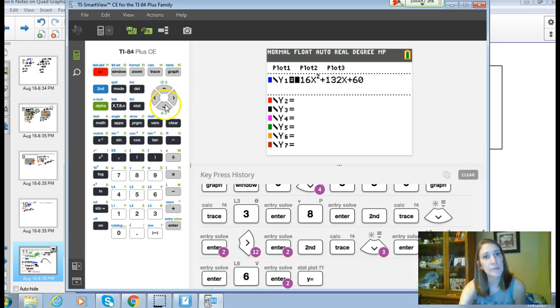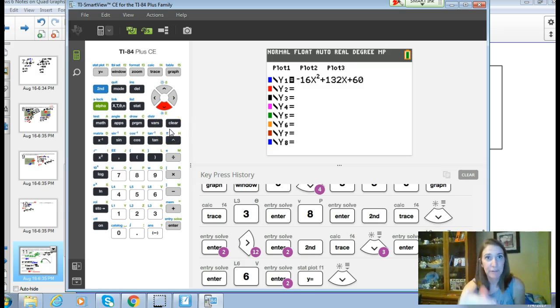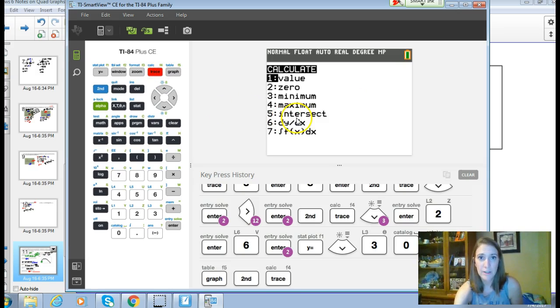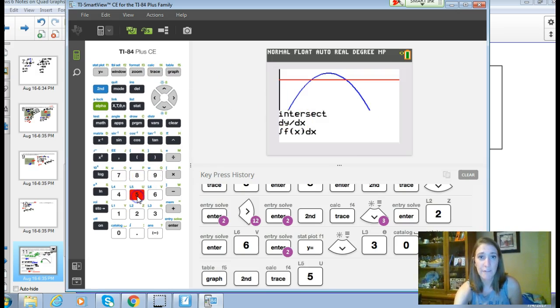What if we went to y2 and we typed in a separate function of just y equals 300, and it's going to graph a horizontal line through 300 feet, and you're going to see that the rocket hits 300 feet twice on the initial launch up, and then as it starts to descend, it hits it again. So at what time did that happen? We're going to find what's called the intersection. So go back to the calc menu, choose intersect, and follow the directions.